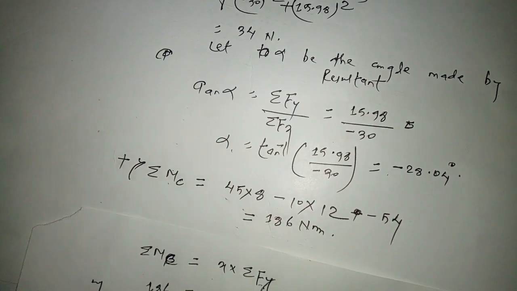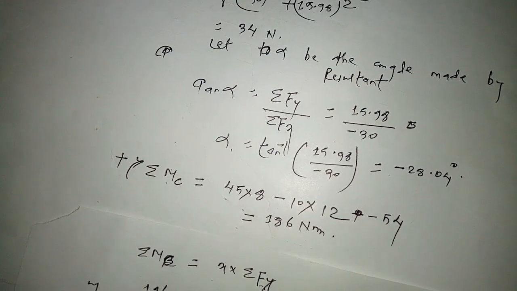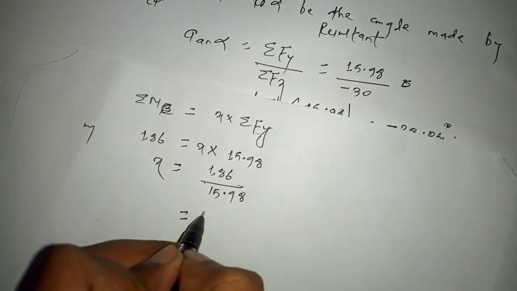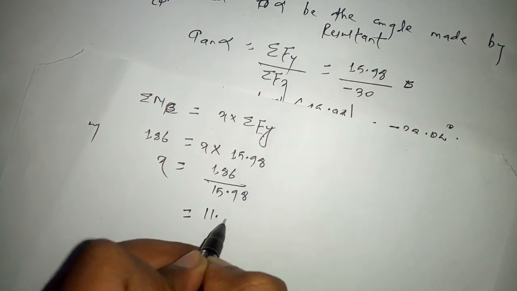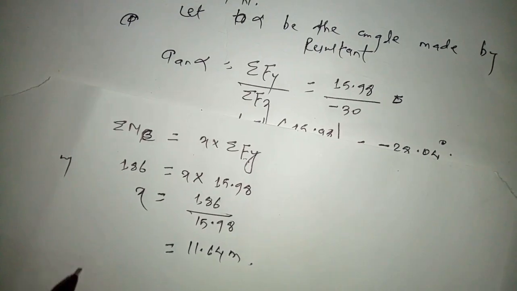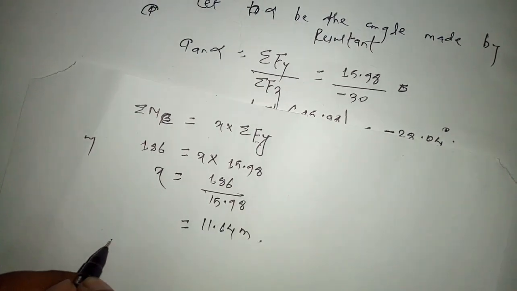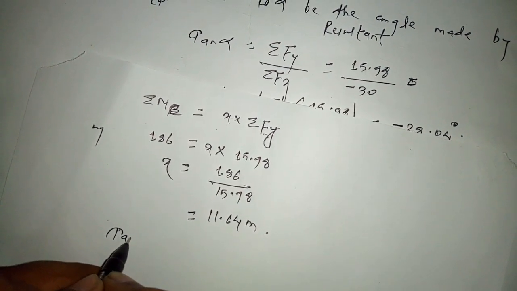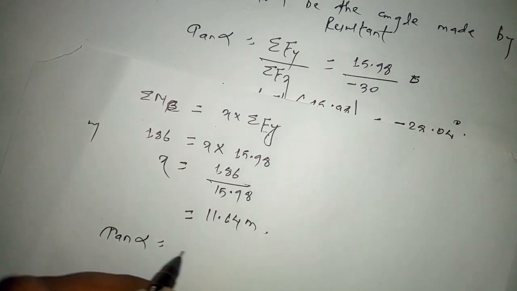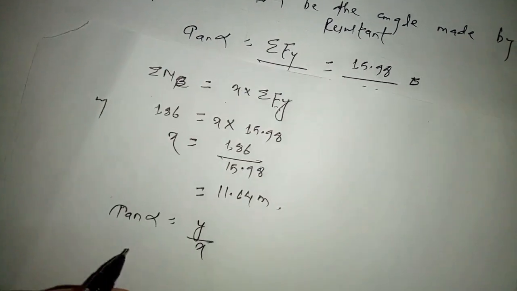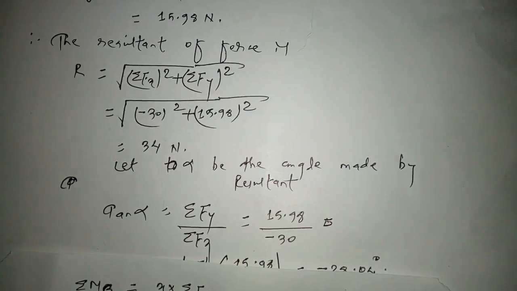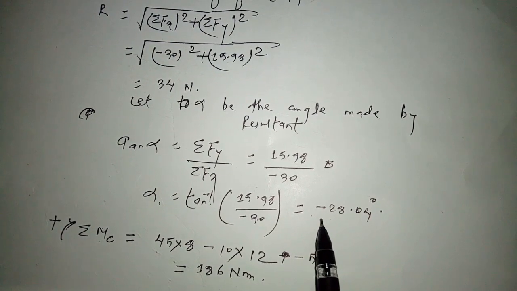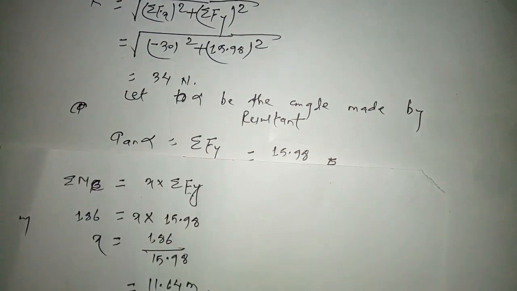After solving this by 15.98, I got 11.64 meter. Similarly, we can find the value of y easily. We have already found the value of alpha, so tan alpha is equal to y by x. Therefore, tan of the value of alpha, which is 28.04, so we will write minus 28.04 degree.